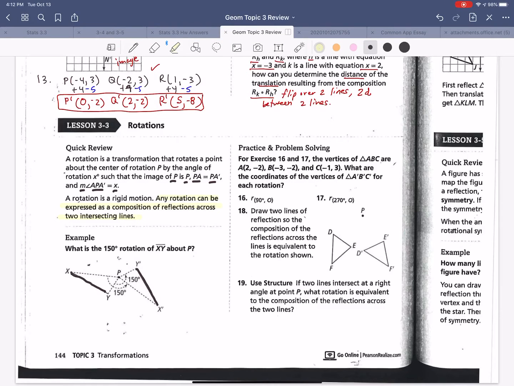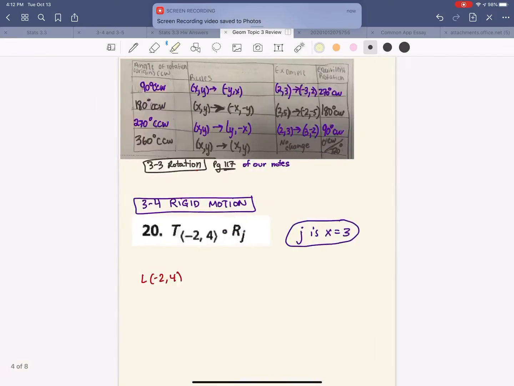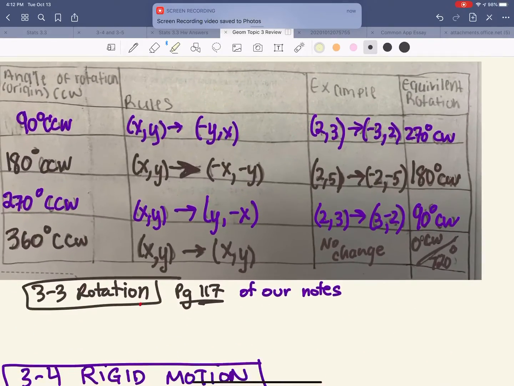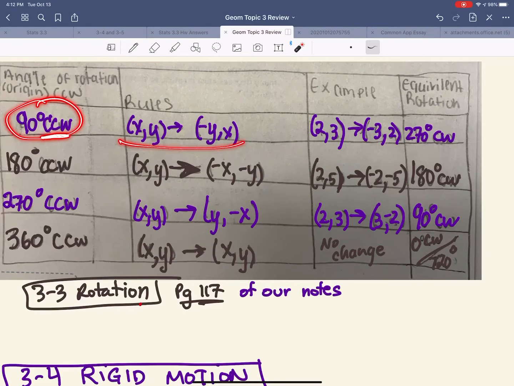We're going to answer question number 16. It says, take these vertices and rotate them 90 degrees across the origin. So I assume, since it just says 90, that they're talking about counterclockwise. And so I need to make this pattern in my numbers. So X and Y switch spots and Y is negative.